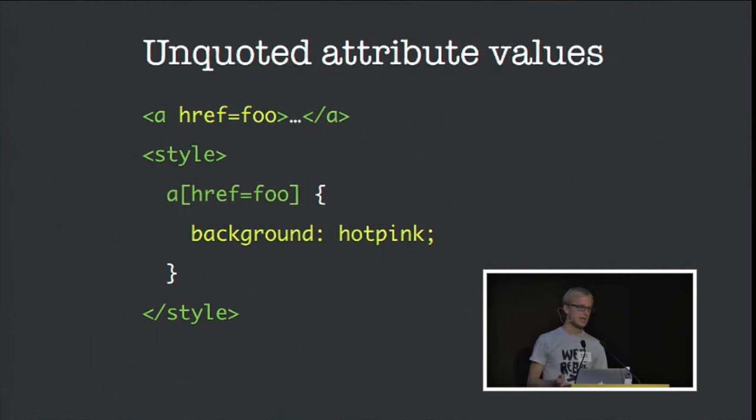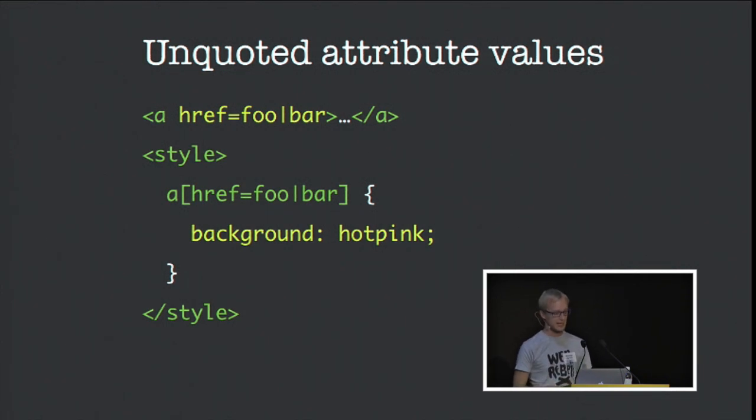Now, in some cases, like in this example, we can actually omit these quotes, and everything still works fine. The HTML is still valid, the CSS is still valid, and the result looks the same in every browser. There's no problems whatsoever. However, it's important to note that the rules for unquoted attribute values actually differ between HTML and CSS. In this example, the HTML is valid. The attribute value is foo pipe bar. But the CSS actually is invalid in this case, and it won't work. It will actually silently be ignored, and there will be no beautiful hot pink in this example at all.